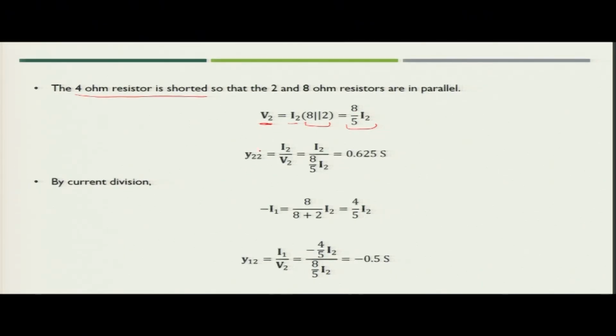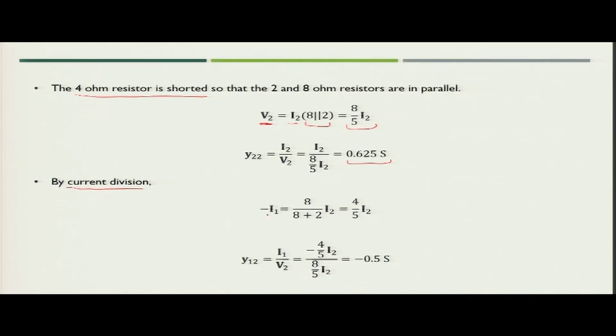Now, Y22 you can simply calculate, where I2 upon V2 will be the value of Y22. So, if you put the value of V2 in terms of I2 and simplify, you will get the value of Y22 as 0.625 Siemens.